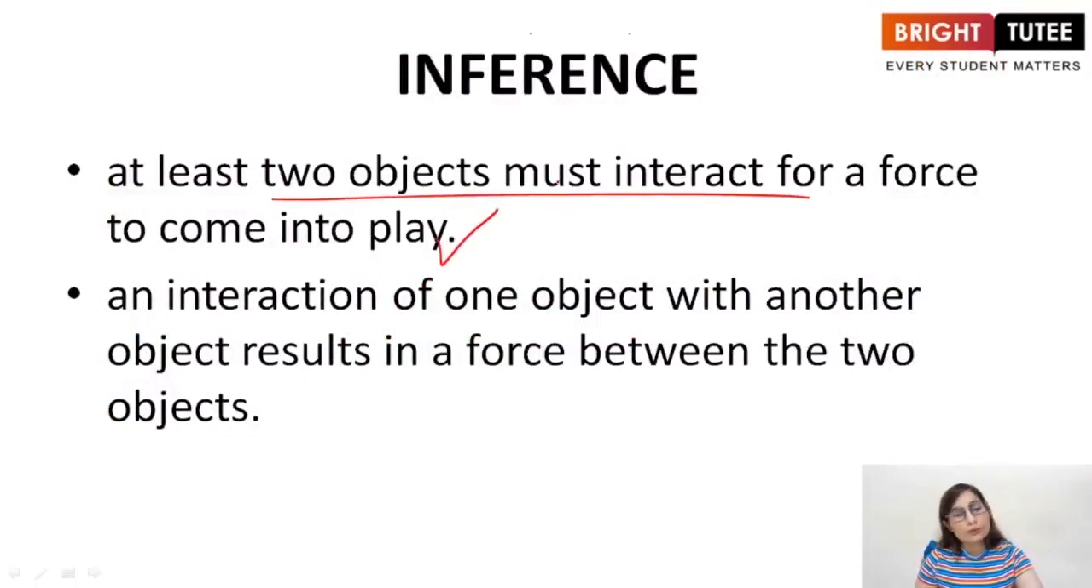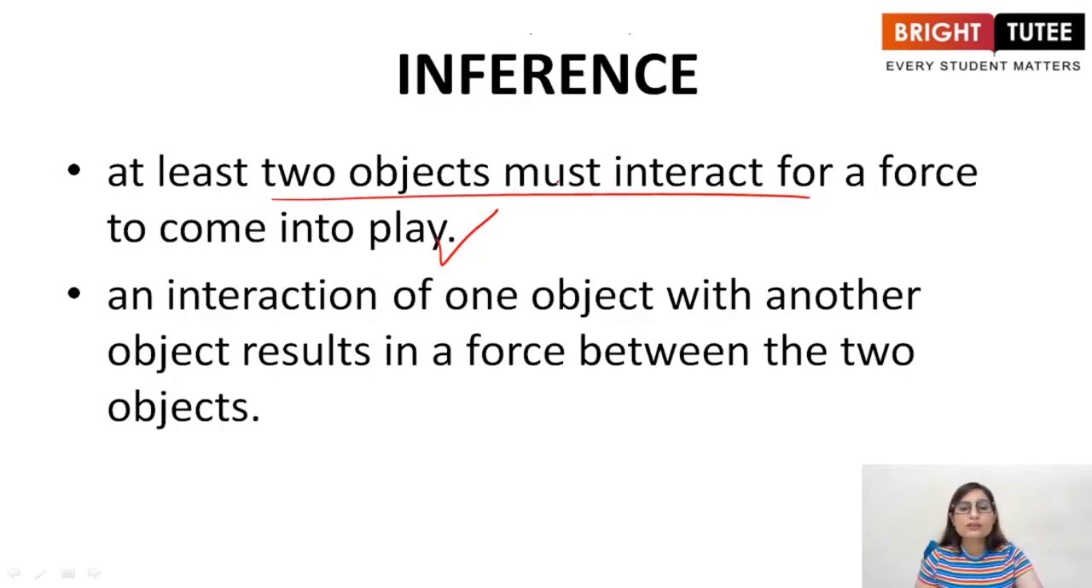If there are no two objects, imagine there is a ball kept in a field. Can it move by itself? No, it will not be moving by itself. You will have to either kick it or pick it or push it. That is how it moves. So for any force to come into play, two objects must interact. This is the necessary condition.